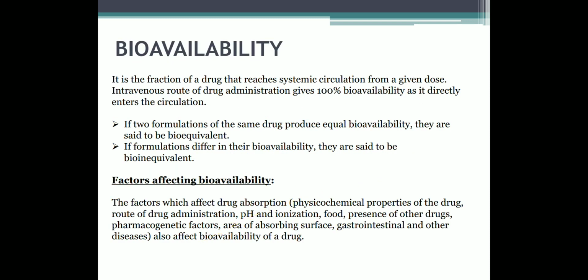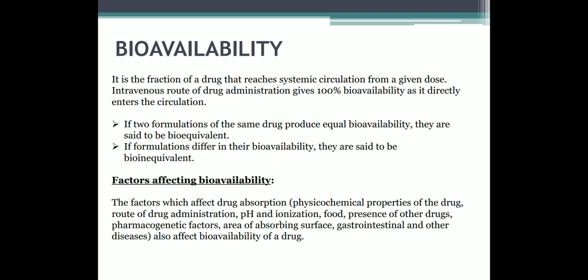So after drug absorption, the important point is bioavailability. Let's see what bioavailability is. Bioavailability is the fraction of drug that reaches systemic circulation from a given dose. For example, the IV route of drug administration gives 100% bioavailability because it directly enters the circulation.